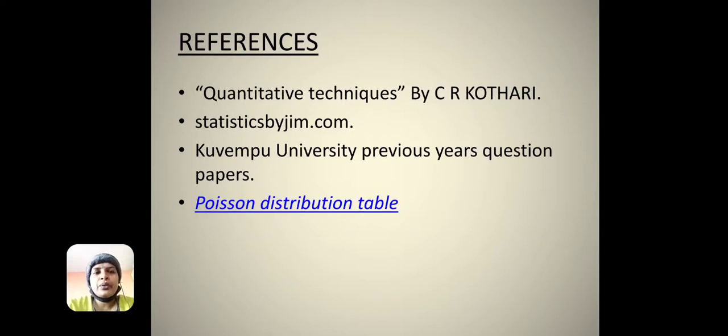The references for this are Quantitative Techniques by C.R. Kothari, Statistics by Jim.com, and Coimbatore University previous year question papers. Many of the questions are from Coimbatore University. The Poisson distribution table must be referred to, because only there can we get the exponential values.